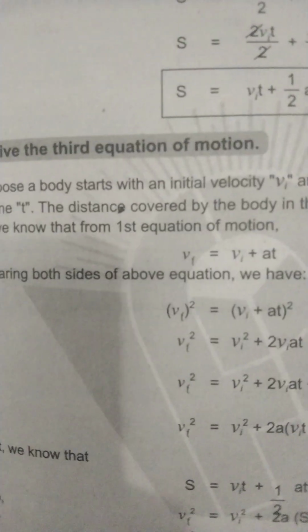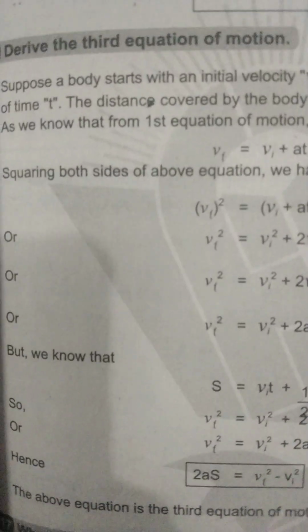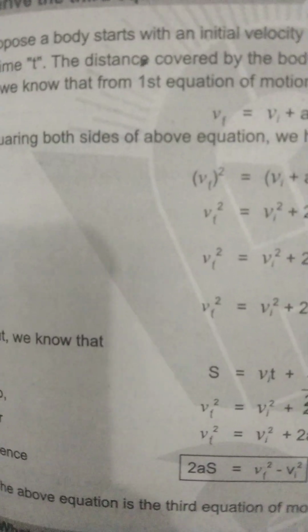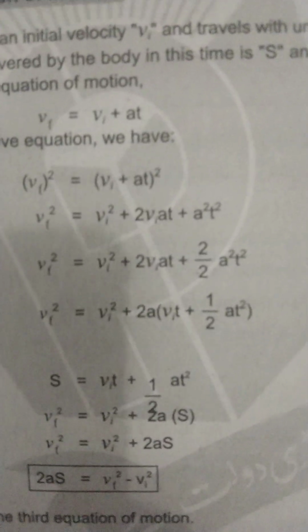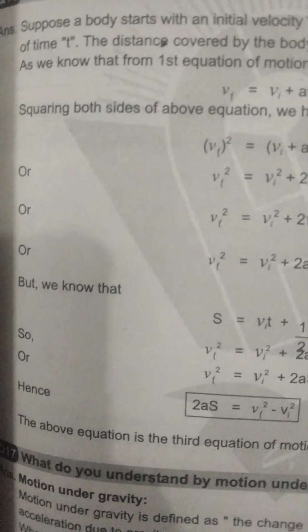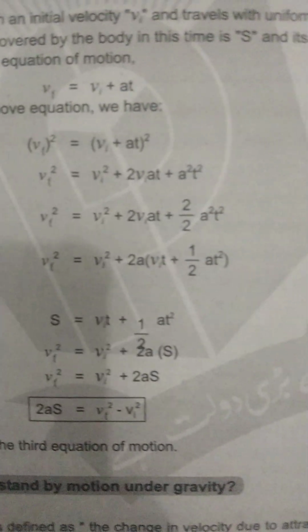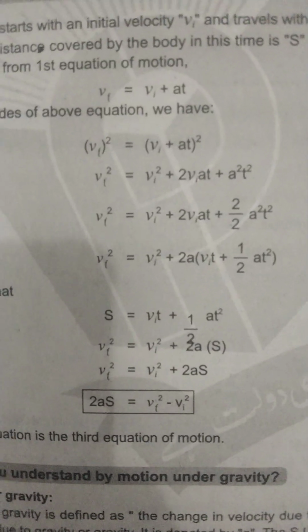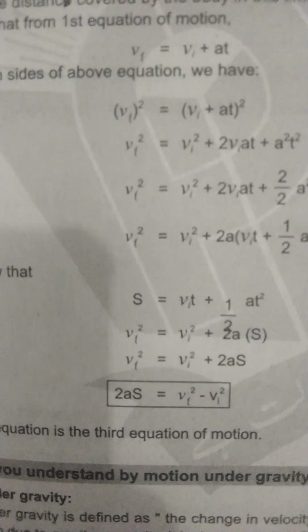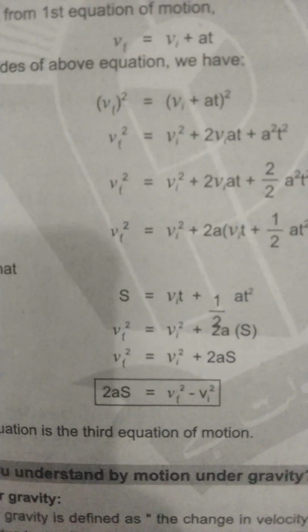Now the third equation of motion is awaiting. What does it say? Is there any difference? No. Similarly, the body will again start with initial velocity vi, travel with some uniform acceleration a, for a period of time t, and it will cover some distance. The distance covered by the body we will call s. Now the first equation of motion comes again, because it is an important one: vf is equal to vi plus at.